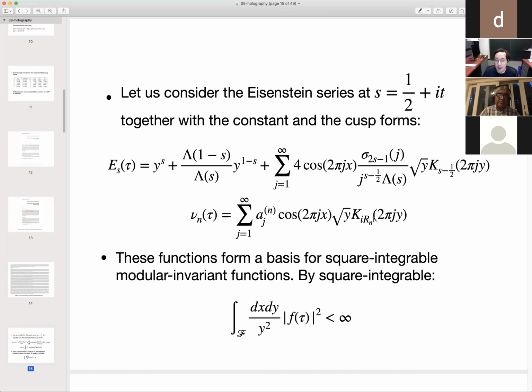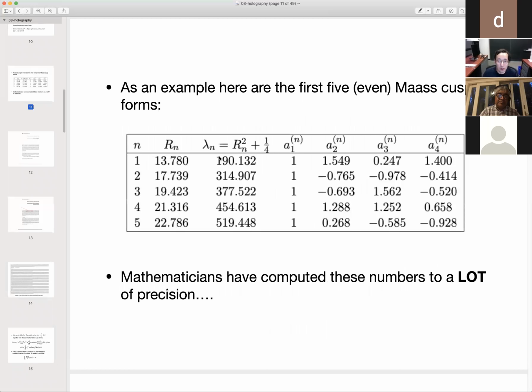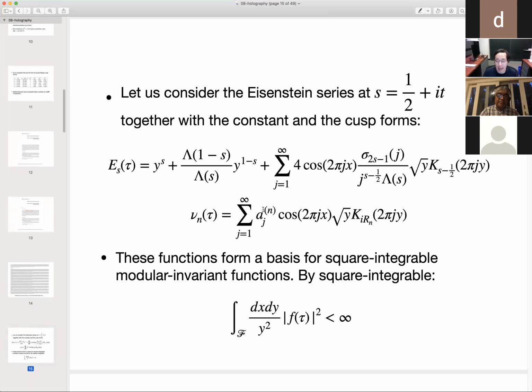And then there are these. So this is a continuous series because t can take any continuous real value. And then there's an infinite discrete number of cusp forms which don't have a scalar piece, and they have random eigenvalues like 190, 314, 377, et cetera. These decay exponentially when you go towards i infinity because of the properties of the Bessel function. And these 2, plus the constant, there's a theorem that tells you that these functions form a basis of all square integrable modular functions.